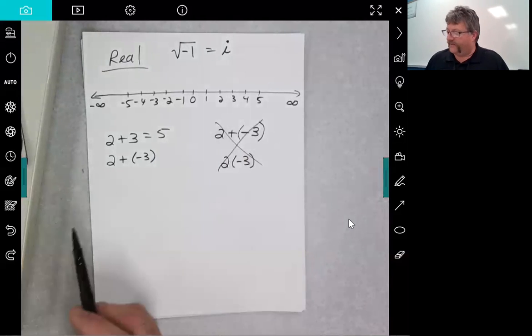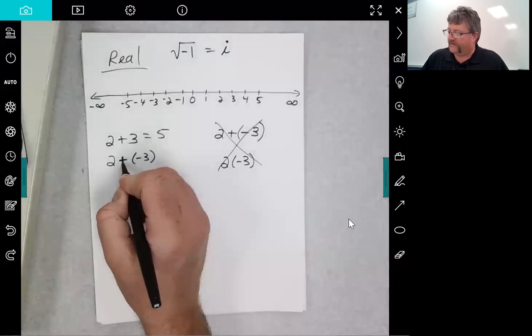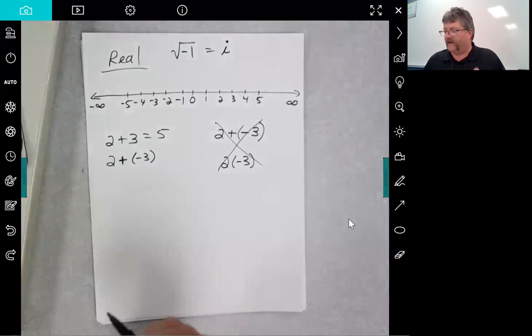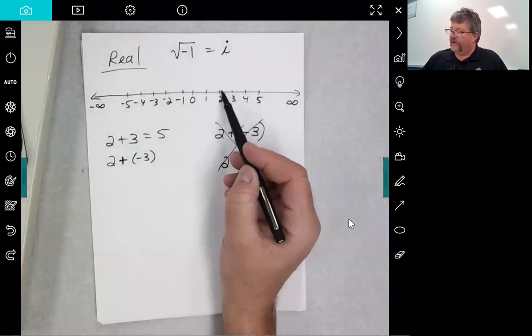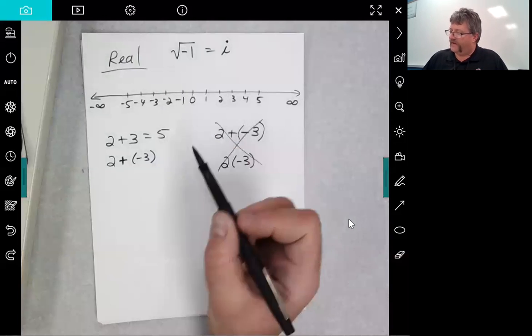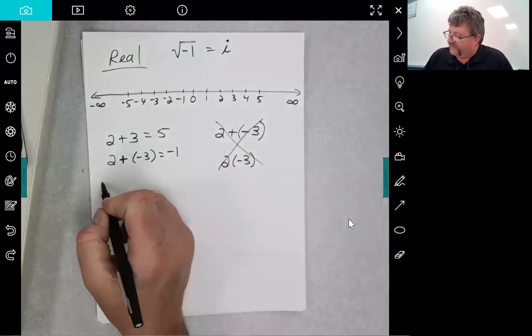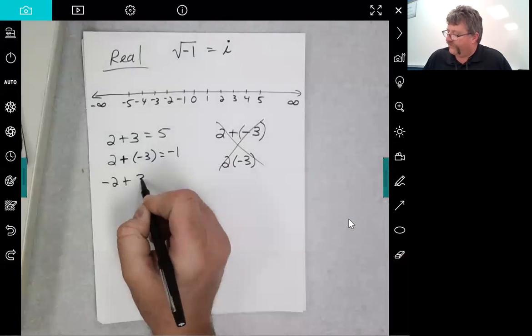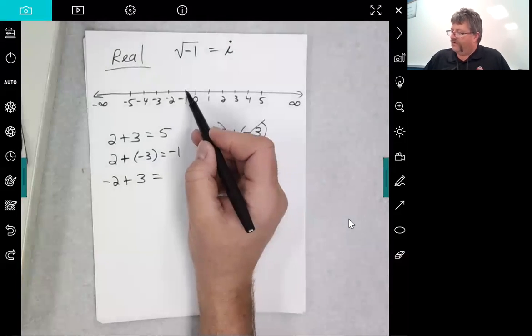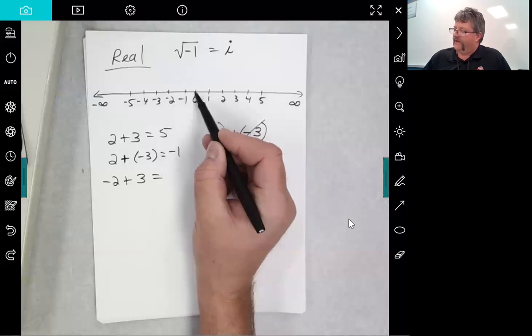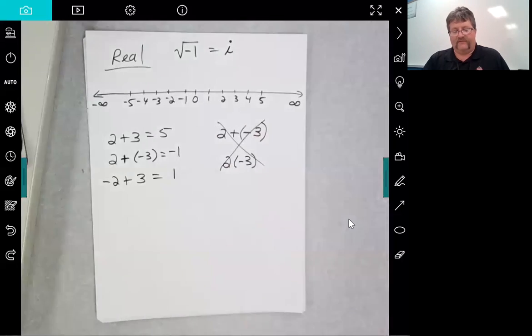You can think up and down the number line if you're adding. It's a negative number, yes, but we're adding. 2 to the right, 3 to the left. That's -1. Think up and down the number line. I went 2 to the right and 3 to the left, and I got -1. Now, what if it was -2 plus 3? Well, now I'm going to go 2 to the left and then 3 to the right. I'm going to get a +1.